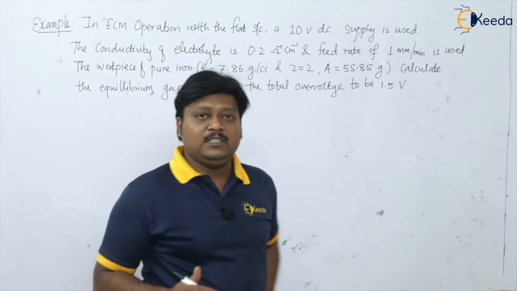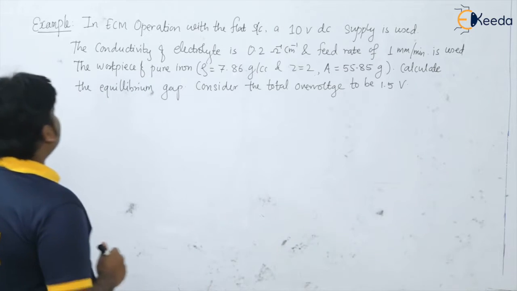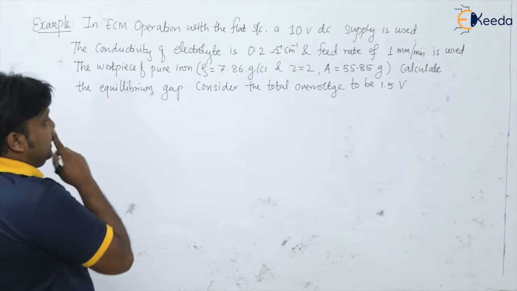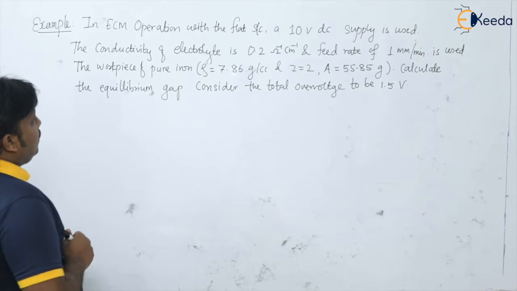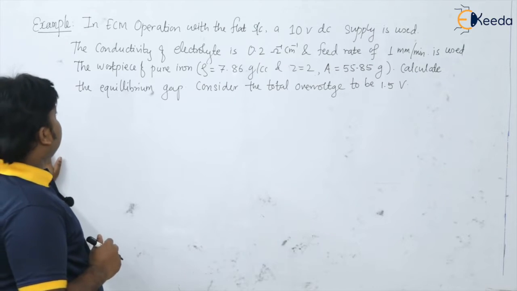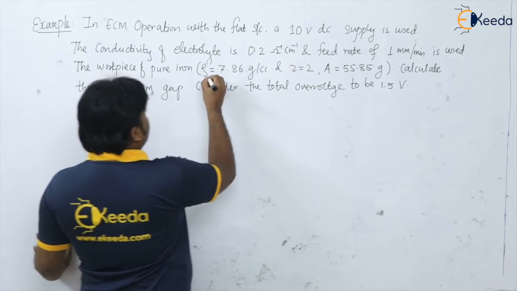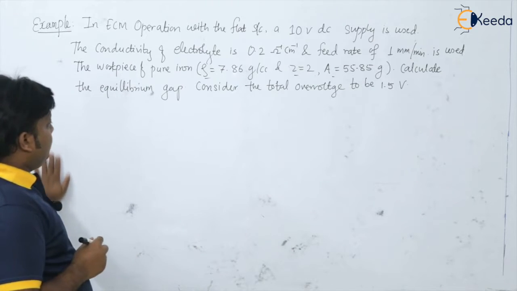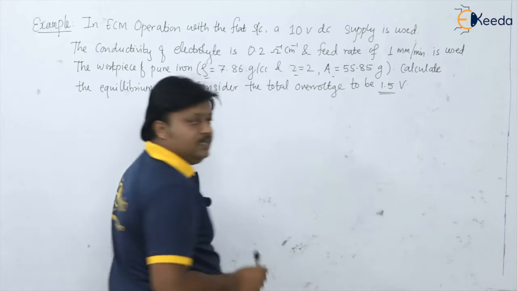Okay. So dear students, let us discuss the next question on this electrochemical machining. See what is given. In ECM operation with flat surfaces, a 10 volt DC supply is used. The conductivity of electrolyte is 0.2 ohm inverse cm inverse, and a feed rate of 1 millimeter per minute is used. The workpiece is pure iron, and the properties of the iron, density, valency and gram atomic weight, are given. Calculate the equilibrium gap. And over voltage we have to consider to be 1.5 volt.